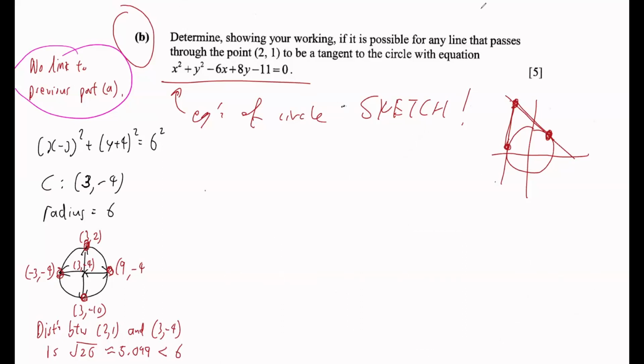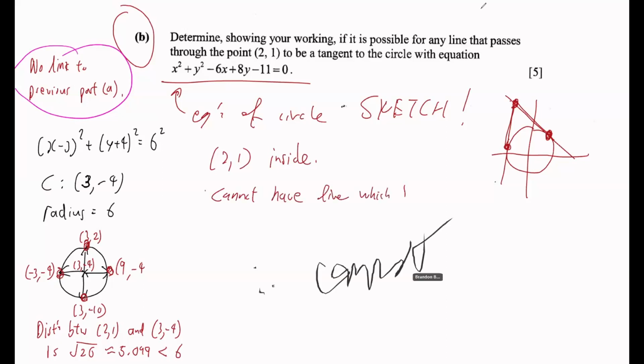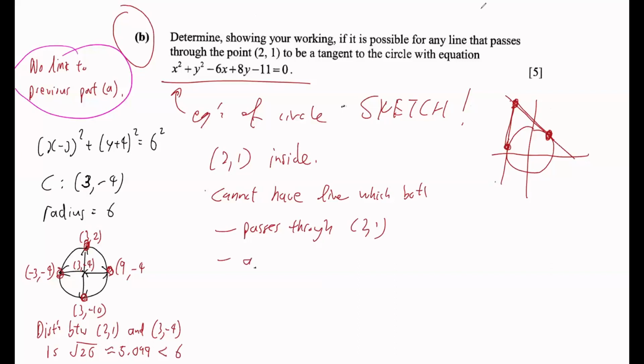Okay, so maybe you can just say: (2, 1) inside cannot have a line which both passes through (2, 1) and is tangential to the circumference of the circle. All right.